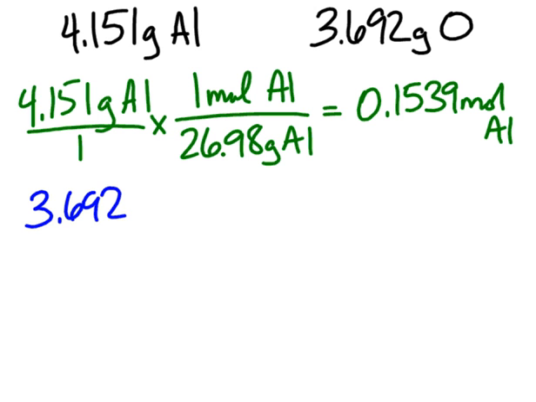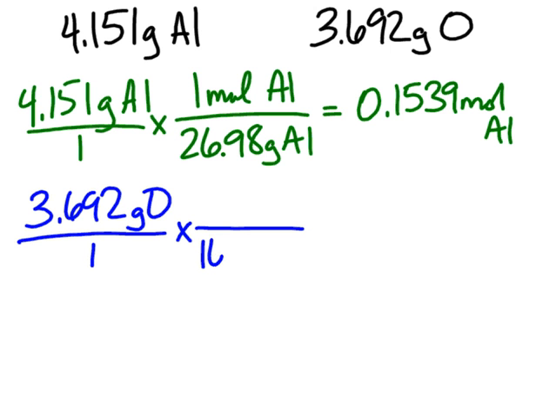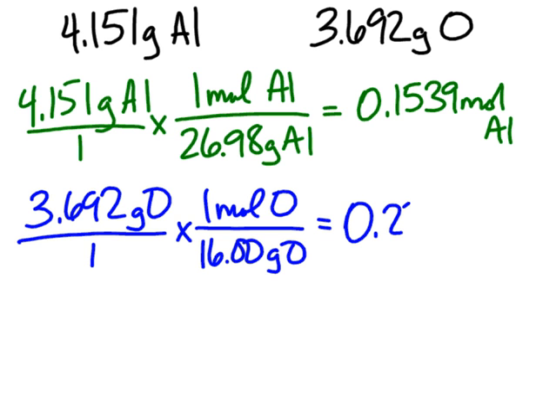Go ahead and take a look at the oxygen, 3.692 grams of oxygen. I also want to get this one to moles, 16.00 grams of oxygen for every mole of oxygen. That answer is 0.2308 moles of oxygen. Now, once I have these in moles, I want to look at which of these numbers of moles is the least. So in this case, aluminum has the lower number of moles for these two particular masses.